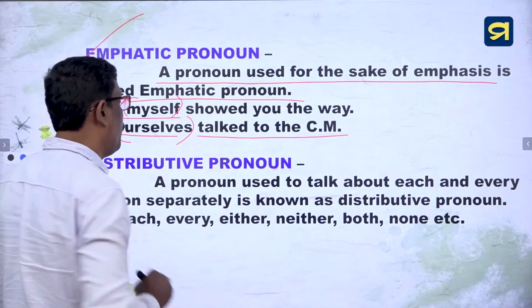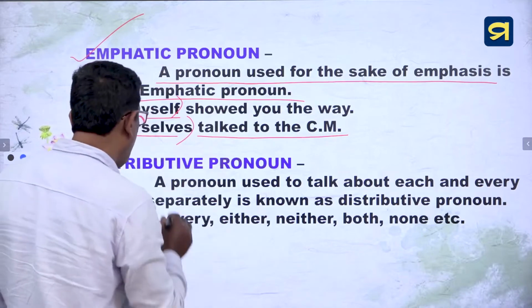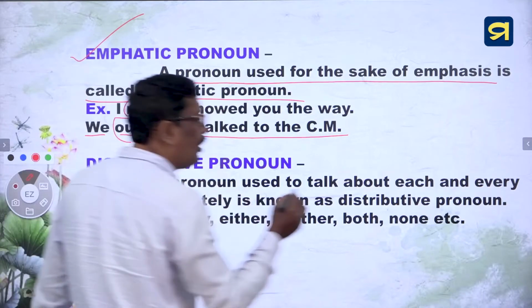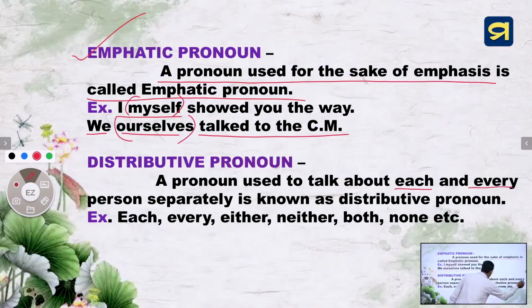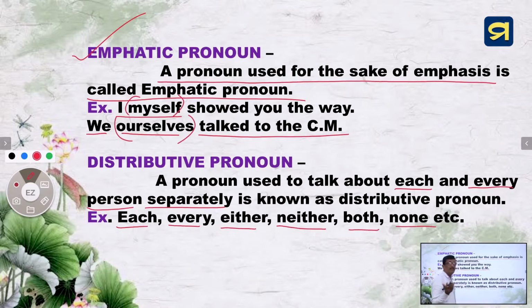And distributive pronoun. What is distributive pronoun? A pronoun used to talk about each and every person separately is called distributive pronoun. So what are the different examples of distributive pronoun? Each, every, either, neither, both, none, etc. Right, dear students? Did you understand? Very good.